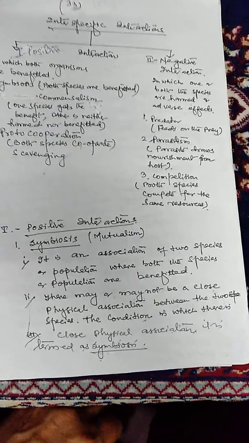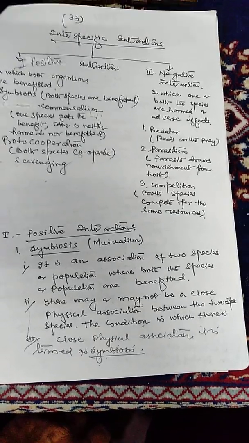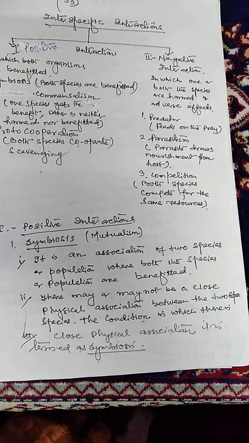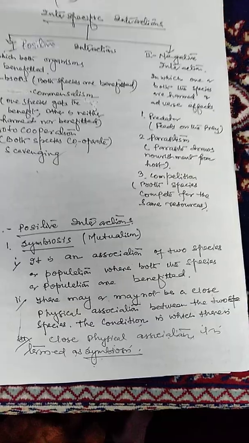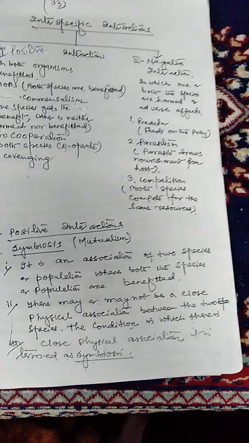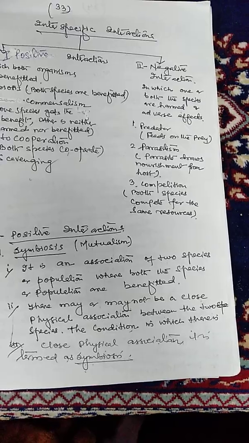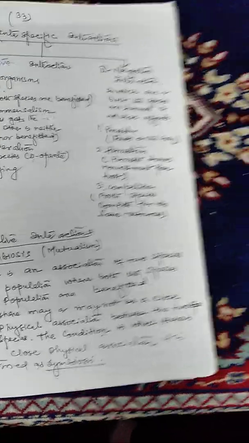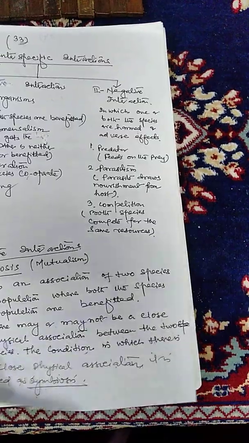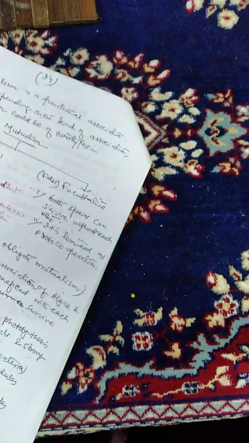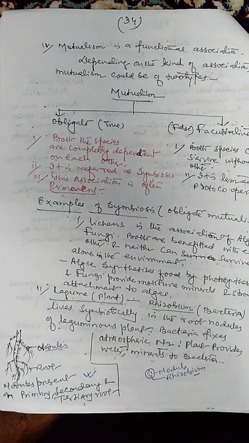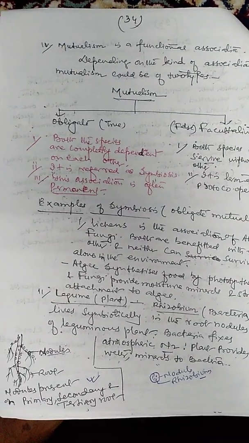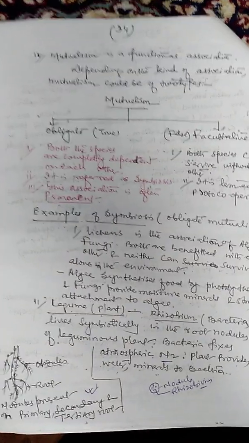Positive interaction includes symbiosis, also called mutualism, the association between two dissimilar organisms in which both the partners are benefited. They may or may not be physically close with each other, and the close physical association is termed as mutualism, a functional association. Mutualism is of two types: one is obligate, the second one is facultative.